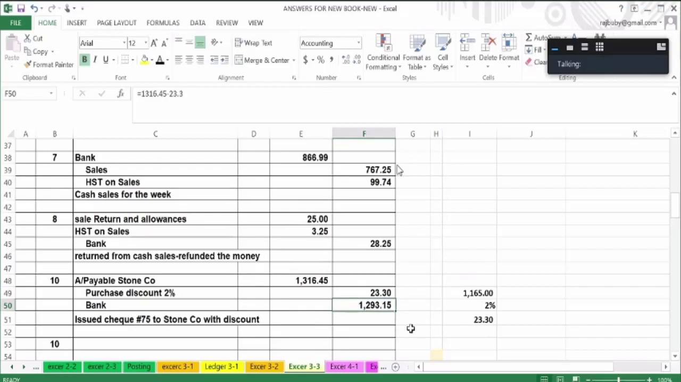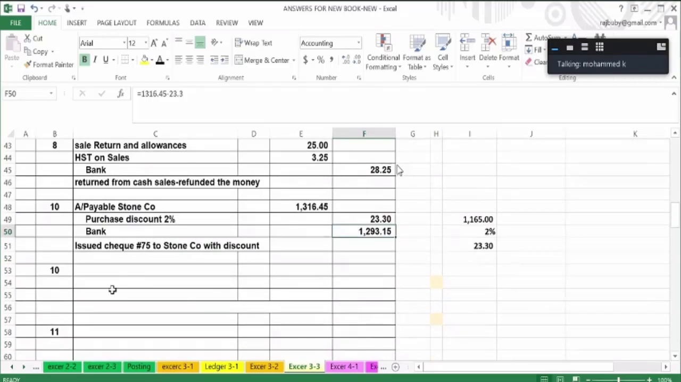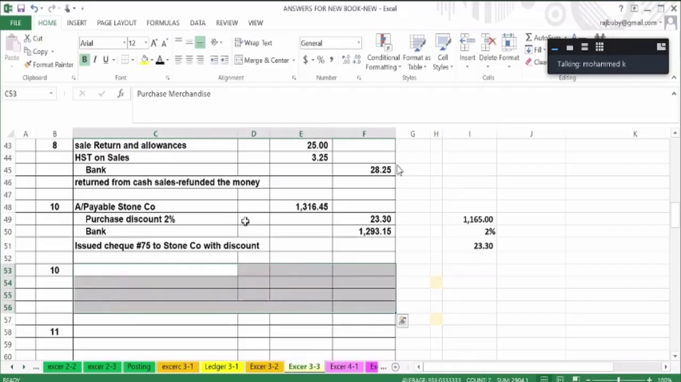January 10th. Bought merchandise 1,285 plus HST of 167.05 from Brill Manufacturing. Issued check number 76. So we are debiting merchandise plus HST, and then we'll credit our bank for the total of those two amounts.